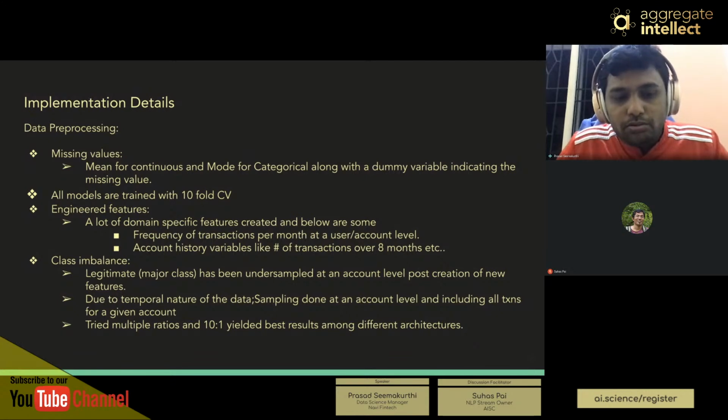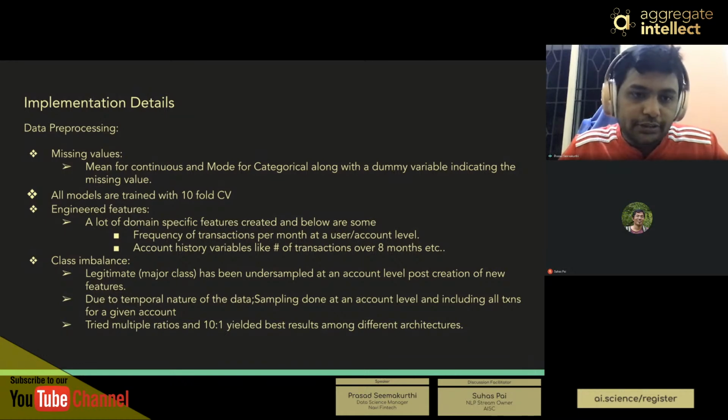In order to handle the class imbalance, they undersampled the majority class at an account level rather than sampling transactions randomly. There's a reason why the authors did that. The underlying data has a temporal relationship, due to which they sampled accounts and included all the transactions belonging to that account in the model. They also tried different ratios of majority and minority class, and it seems the ratio of 10:1 yielded the best results among the different architectures.